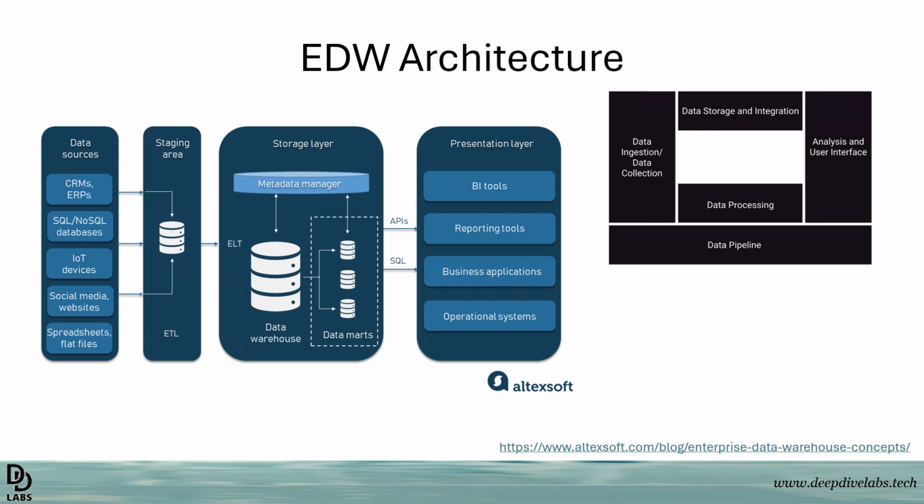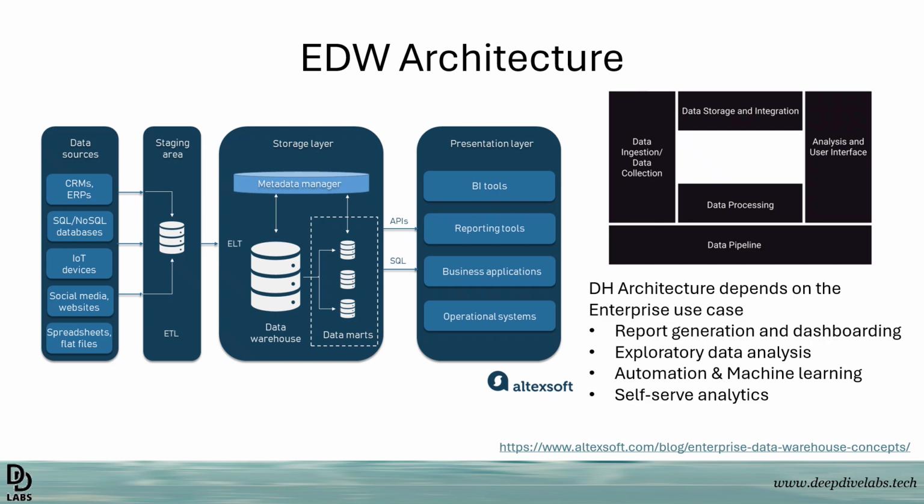Here you can see that between your data warehouse and your data mart, there is a hub and spoke kind of model where you're also storing the metadata, and then your user interface and analysis layer. Just to refresh, a data warehouse architecture always depends on the enterprise use case. So it's important to determine what is the use case for developing this architecture. Typically, it is for report generation and dashboarding, or to do exploratory data analysis by your data analysts and scientists, and further do automation and machine learning, or some sort of self-serve analytics.